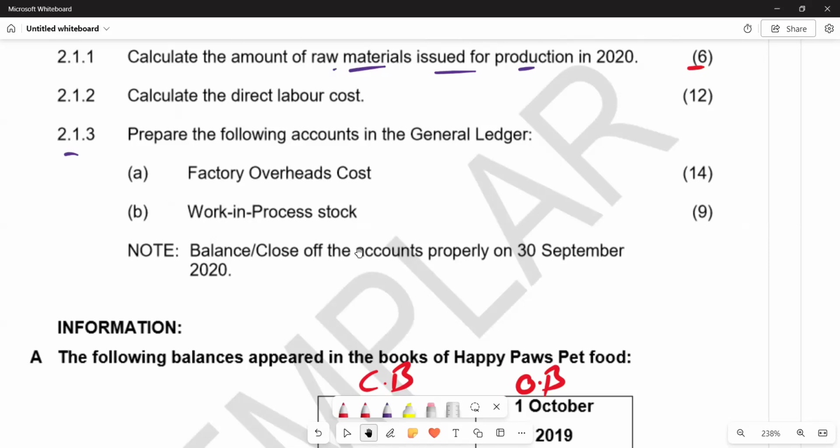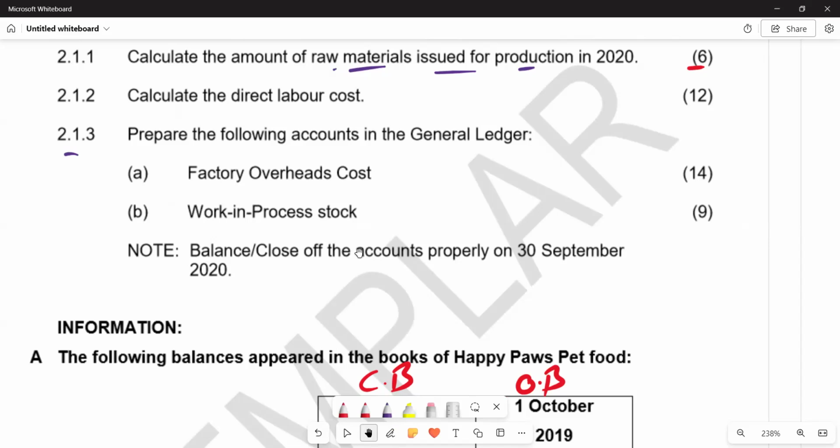So we obviously credit factory overhead cost with the total, and then we post it to the debit side of the work in process stock, so that at the end of the day we can have our balance sheet figure for work in process, and also we are going to have a transfer to the finished goods from the work in process stock account. So this is what we have.